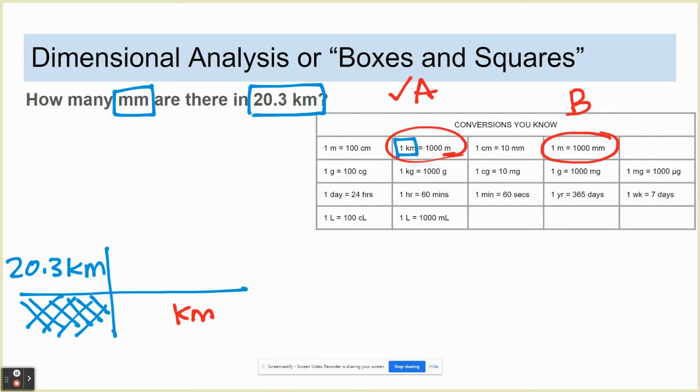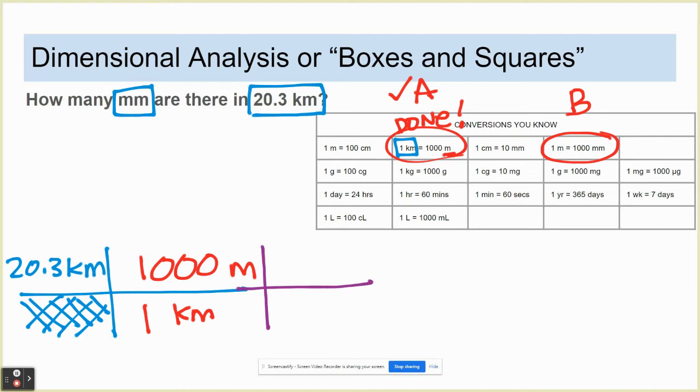Now look, what's the number again with km? It's 1. So what goes on top? 1000 m. Remember, you have to use the entire conversion factor. There you go. So now we're done with conversion factor A. Once you're done with it, don't use it again in the same problem. Now, since we have two conversion factors, I need to add more boxes. And now let's look at B.